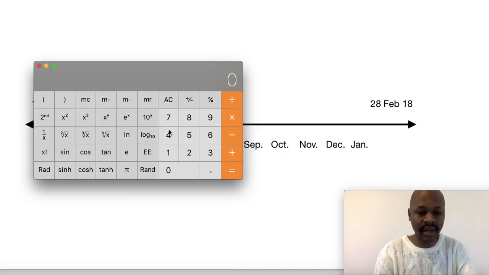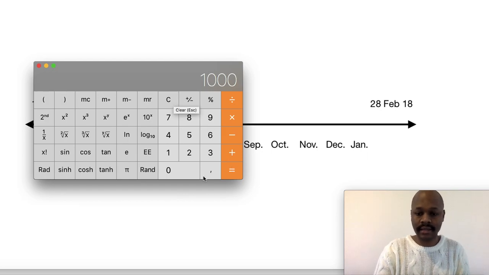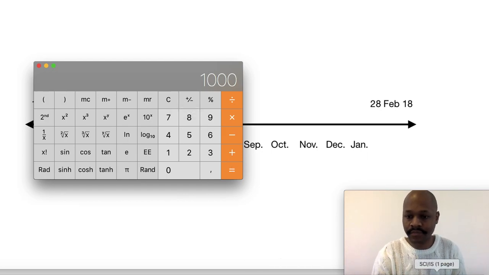So how do we work it out? 100 multiplied by 10 gives you 1000. Then you go to your workings. Let's go to our workings.